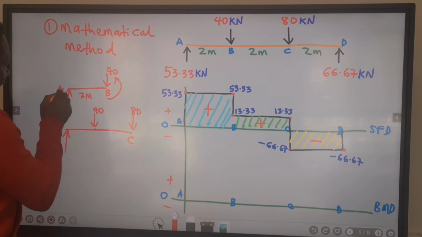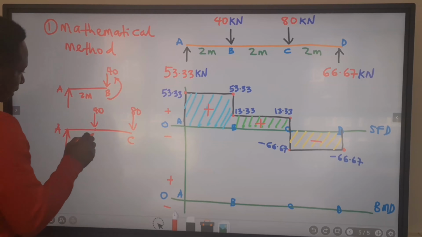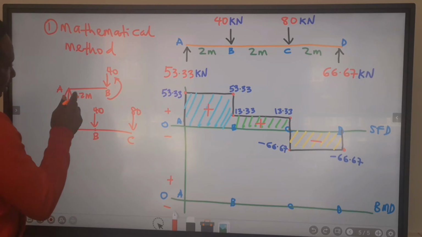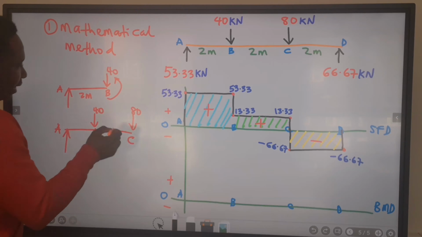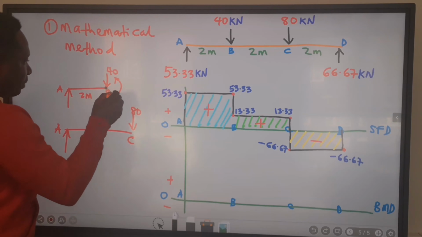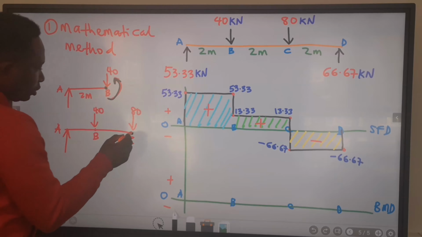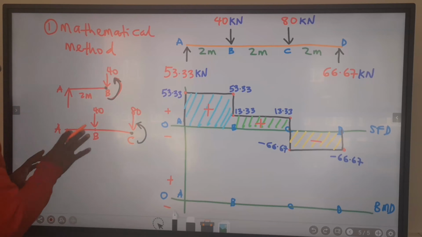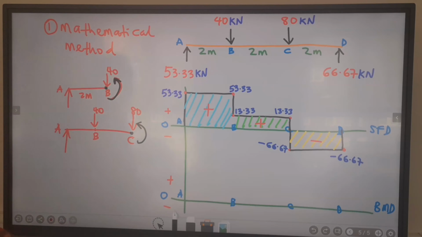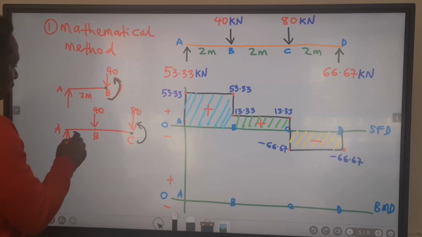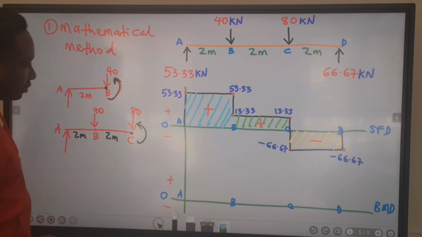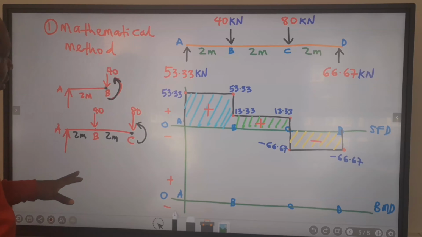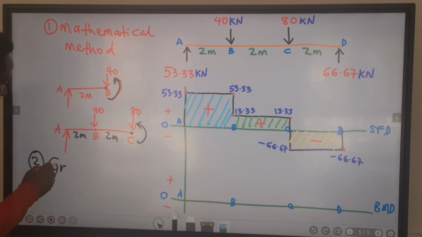This is point A and this is A. This is B. So I will do this to know the bending at B and also to know the bending moment value at point C. This is using the mathematical method. I'm not going to use this in this video. I will use this in another video. But in this video, I'm going to use the second method, which is the graphical method.